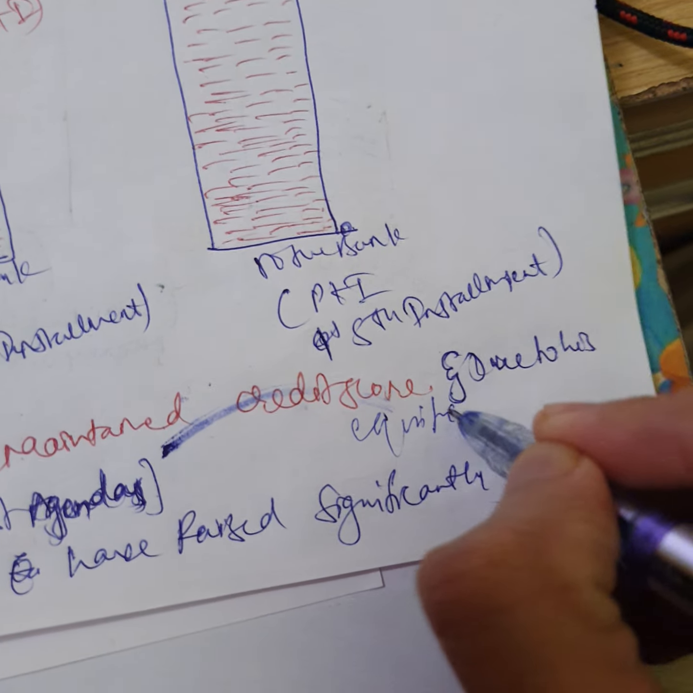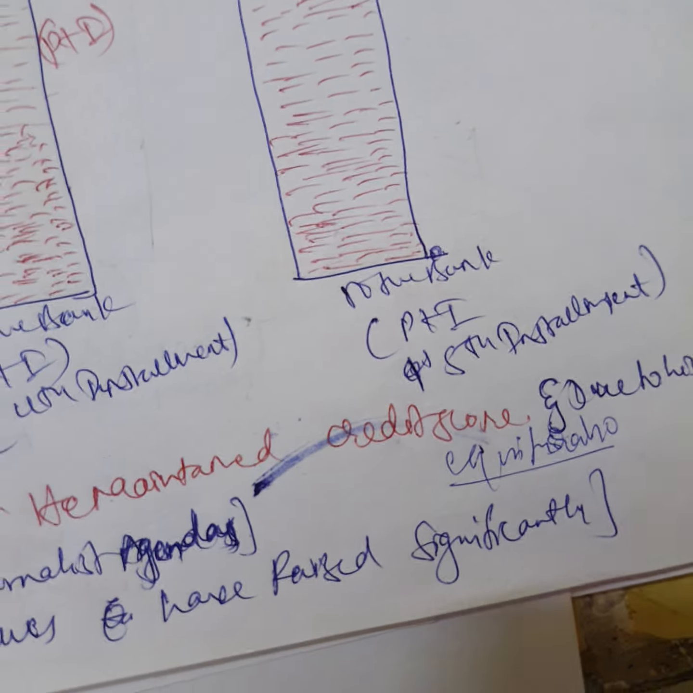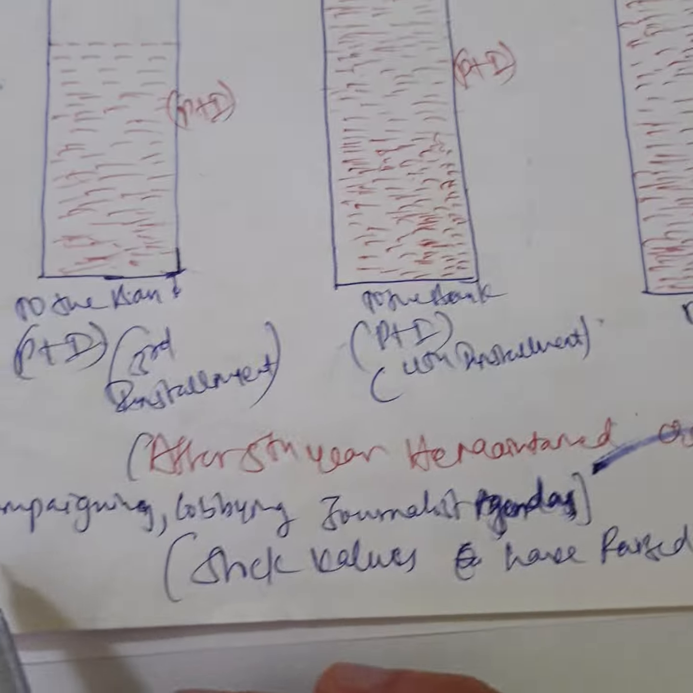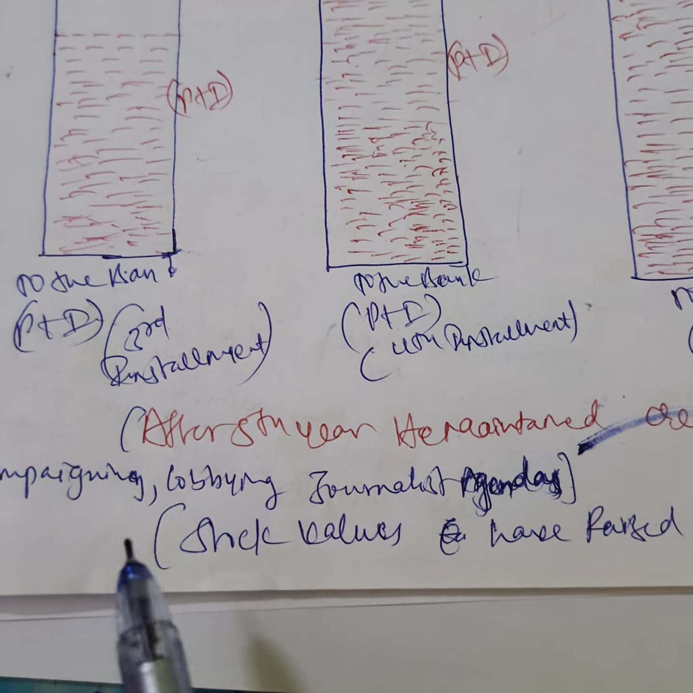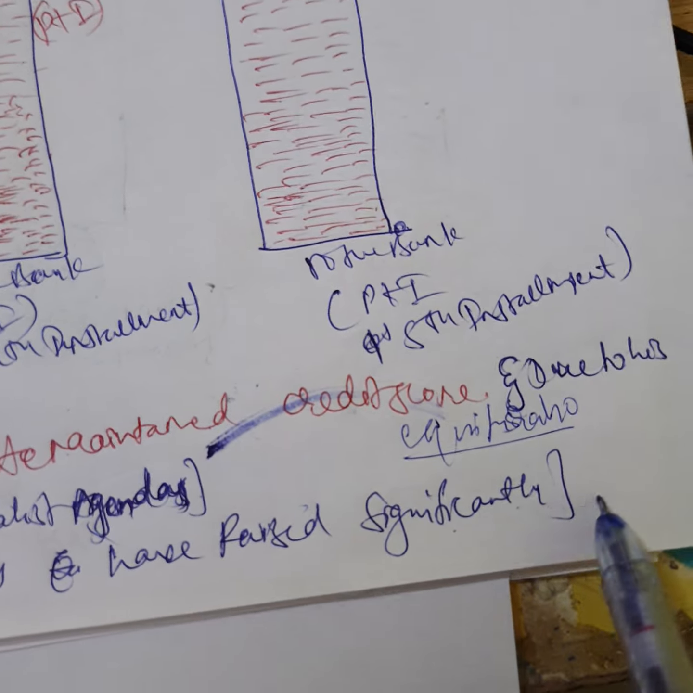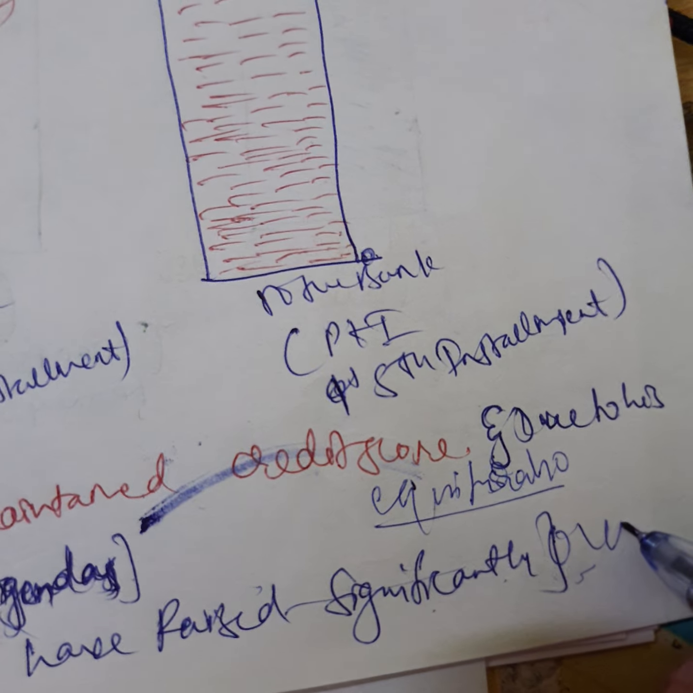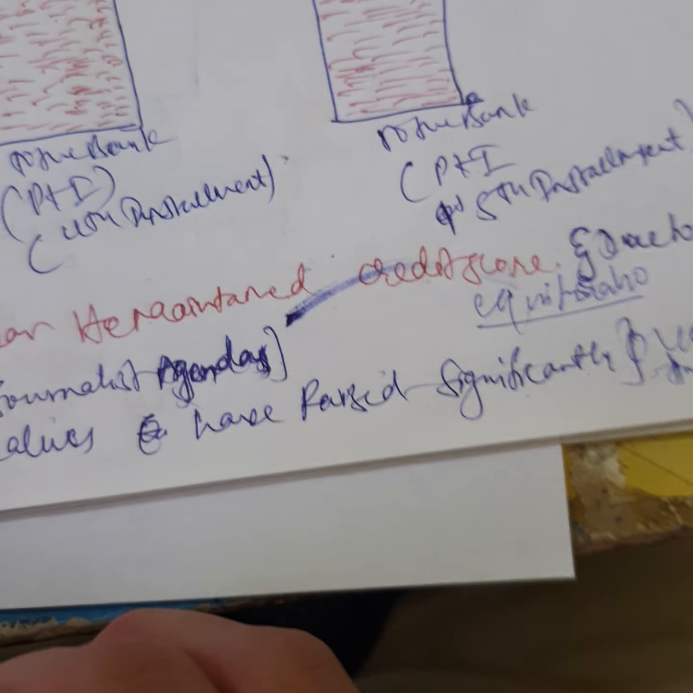I mentioned equity ratio. He has mentioned equity ratio in the form of 0 point something. And due to his campaigning, lobbying, journalist agendas, stock values have risen significantly over time. He has branded himself as a saint or some great charity donator, because of which the public will invest in his ventures, in his stock, and they will push the value of the stock to a high level.